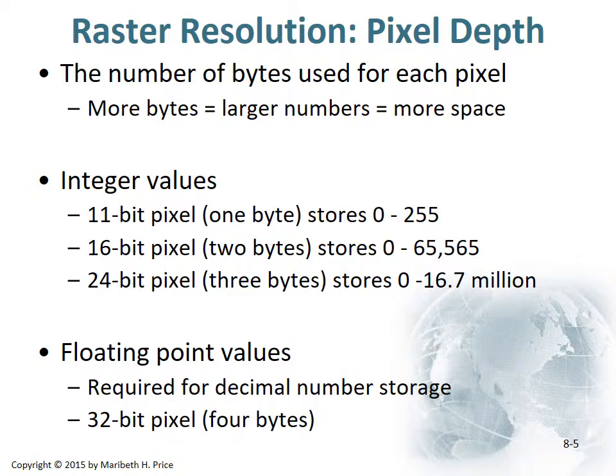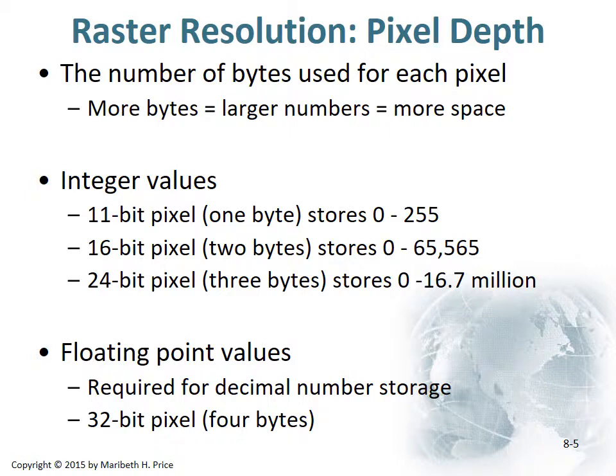So the long story shortened is integer values will consume less space on your hard drive, and they're very good for categorical, nominal levels of information, perhaps discrete values if you're using raster data for discrete objects on the Earth's surface. Integer is going to consume less space than floating point values.